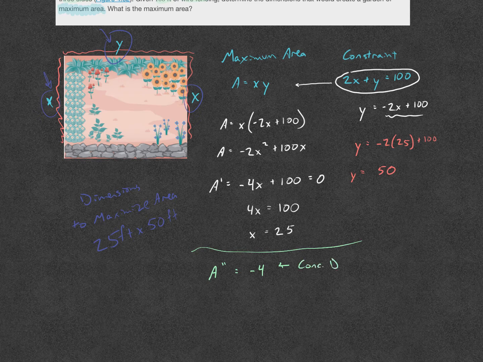Remember this from last section, or two sections ago maybe. That tells me that we are concave downward, right? And if my second derivative test were concave downward, that point must be a maximum.